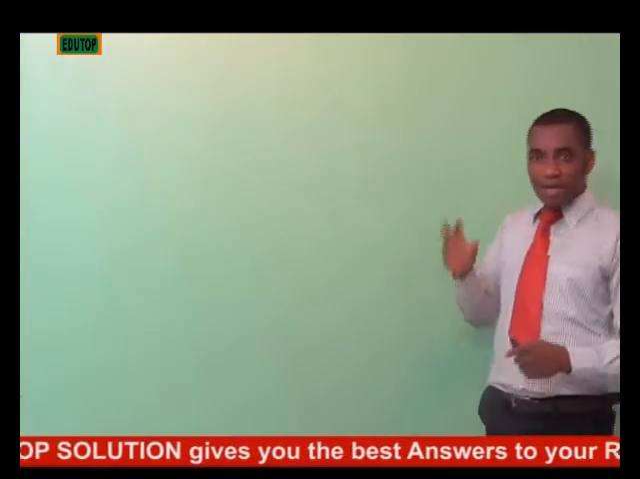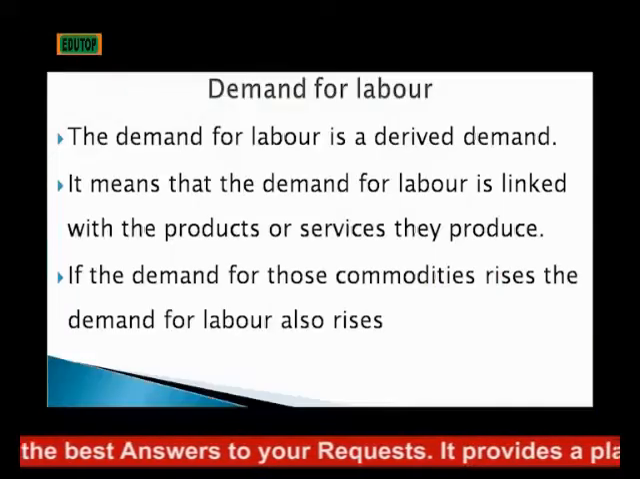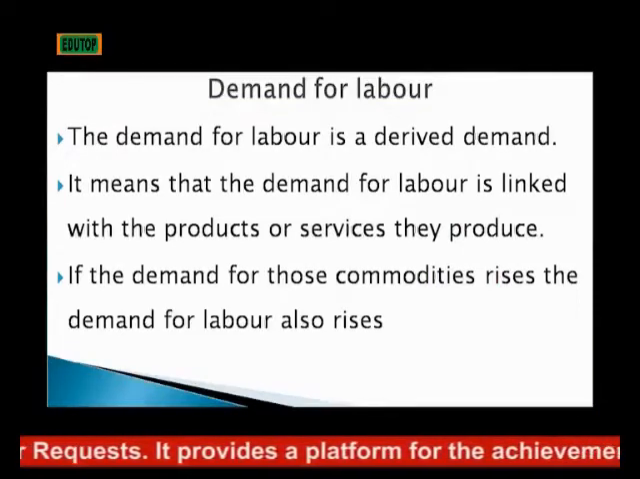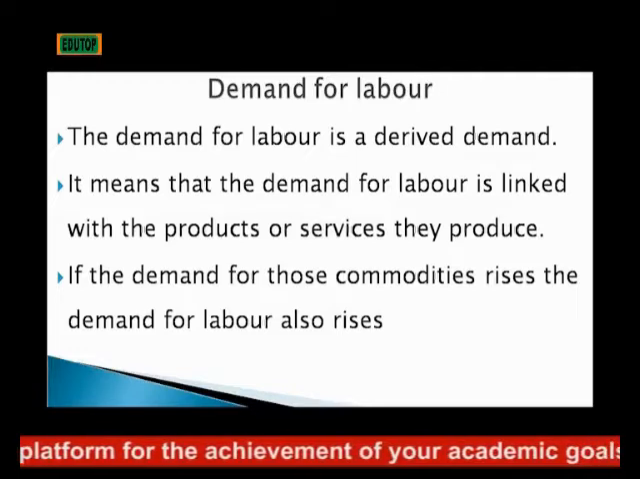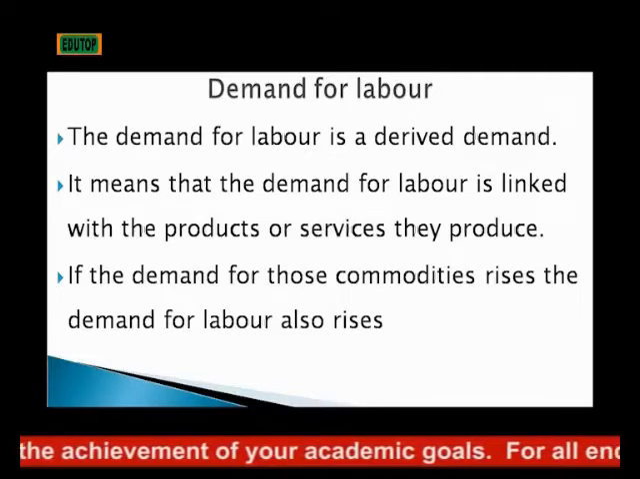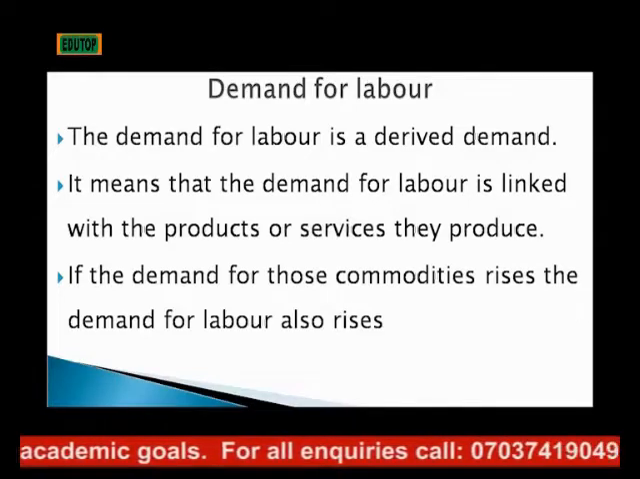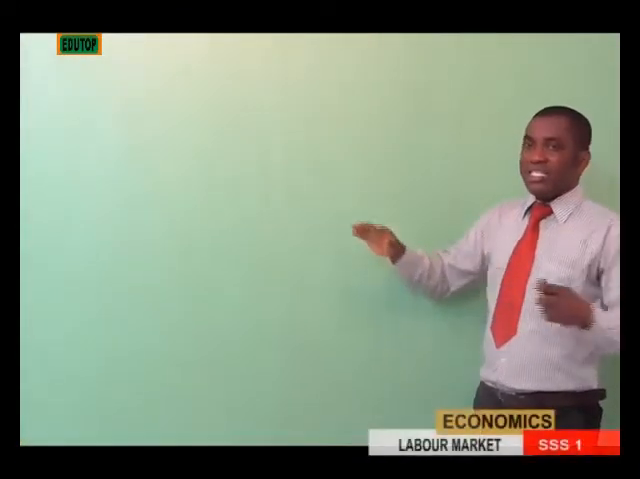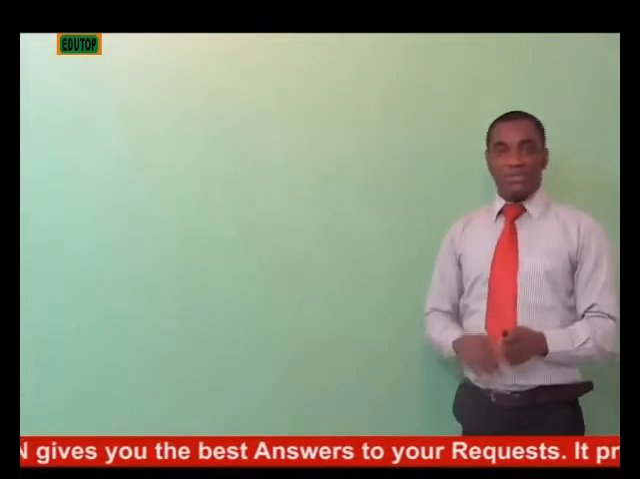Now, the other concept that we are to look at is demand for labor. Demand for labor is a derived demand. It is a derived demand because it is linked with the products or services that the workers or the employees can provide, can produce. The employers demand labor just because of what the workers can produce, the services that they can render to the organization. That is why they are demanding labor. That is why they are looking for the workers.